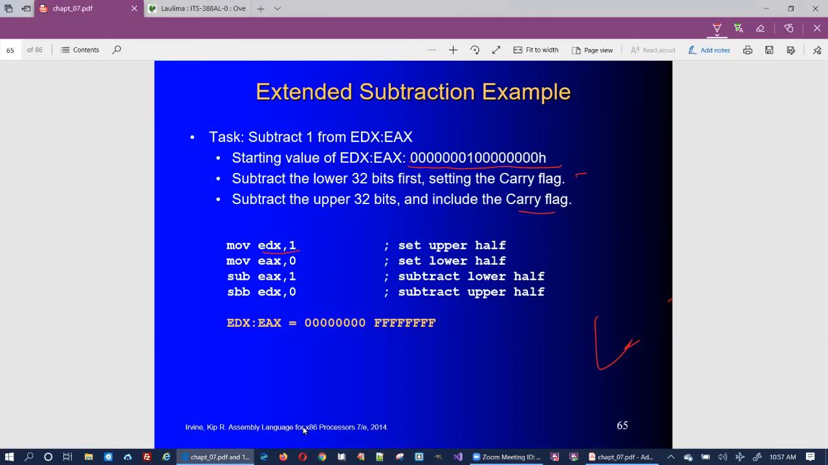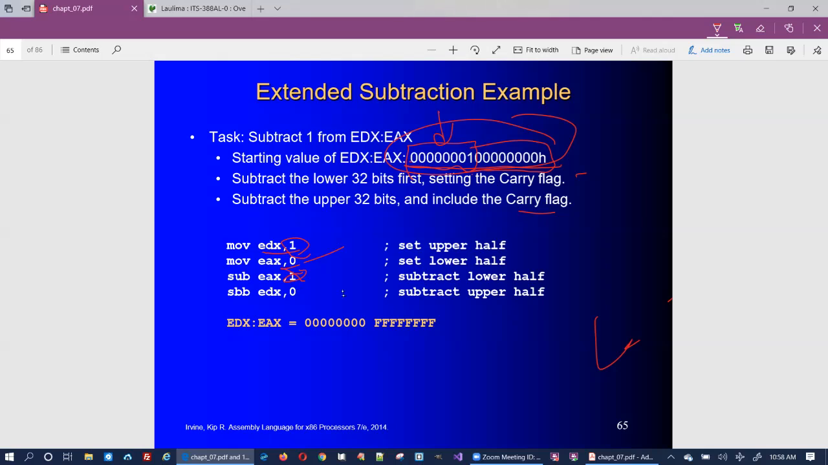Anyway, so we set the EDX register equal to 1, just like this. EDX is 1, and 0 in EAX. So it's 0 here. And so if we were to subtract 1 from this number, we should end up with all F's down here, and then there should be a borrow out of the EDX register.